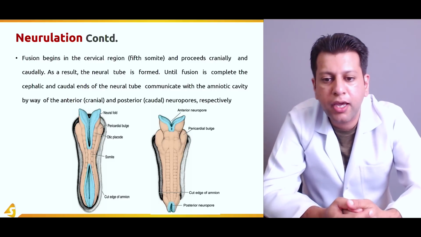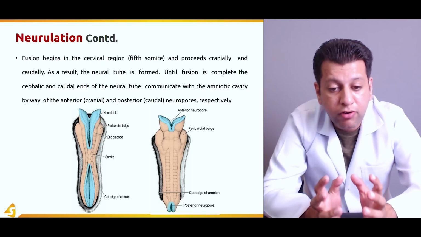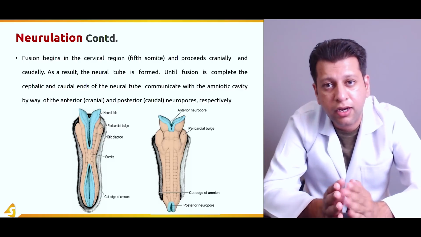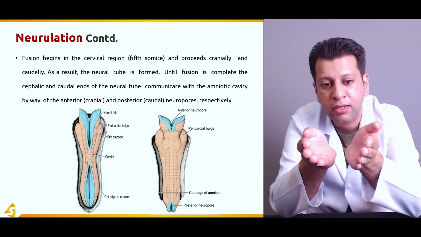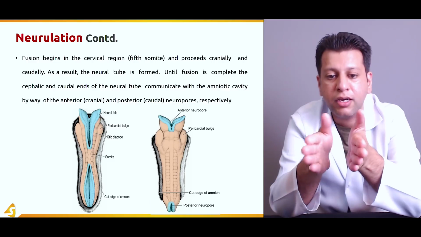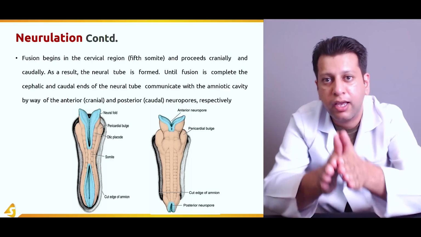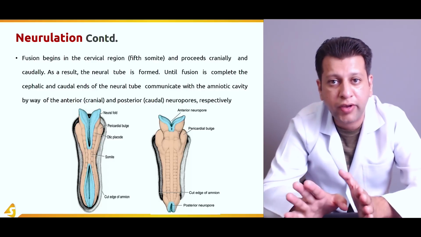So fusion begins in the cervical region, at the fifth somite level, and proceeds cranially and caudally. If we have to understand this as a tube structure, it does not start to join at one end. Rather, this joining of the tube starts midway, at the fifth somite level, which in adults is at the cervical level.